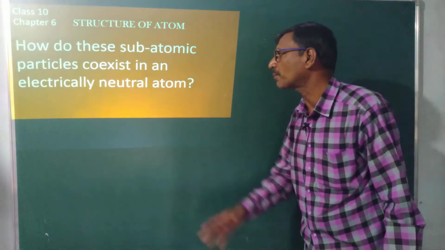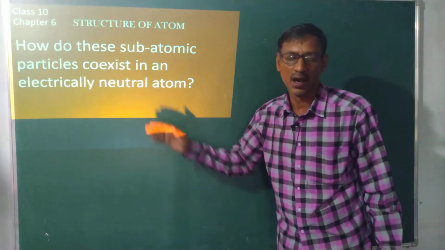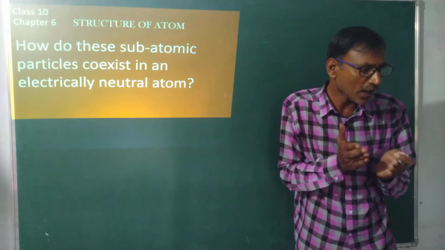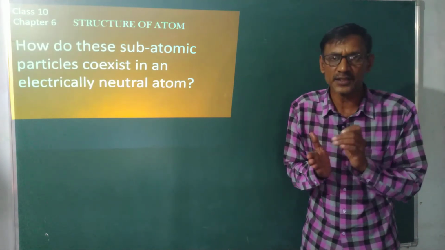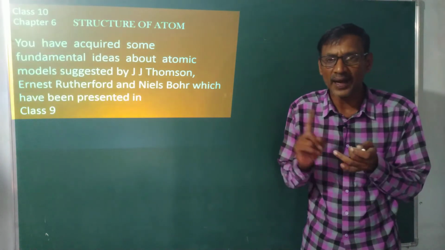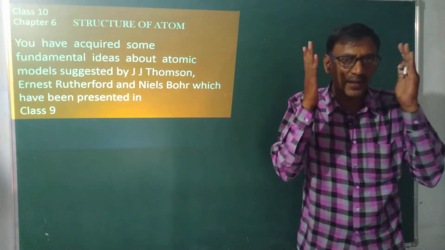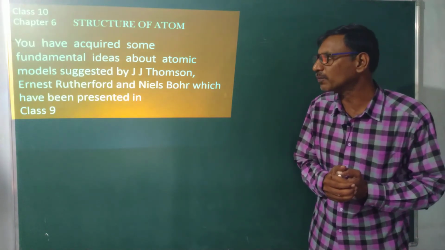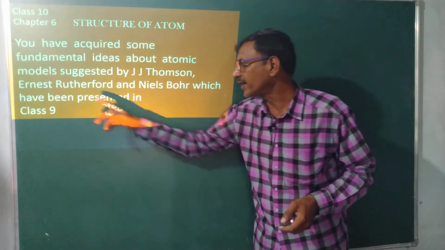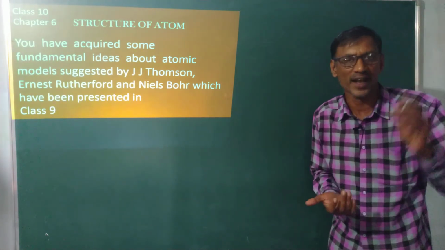See how those subatomic particles coexist in an electrically neutral atom. The atom is stable because the protons and electrons are neutralized in the atom. These things were explained first by J.J. Thomson, next Rutherford, and next Bohr. We have acquired some fundamental ideas about the atomic model suggested first by J.J. Thomson, and then Ernest Rutherford and Niels Bohr, which were presented in class 9. In class 9 we already studied.